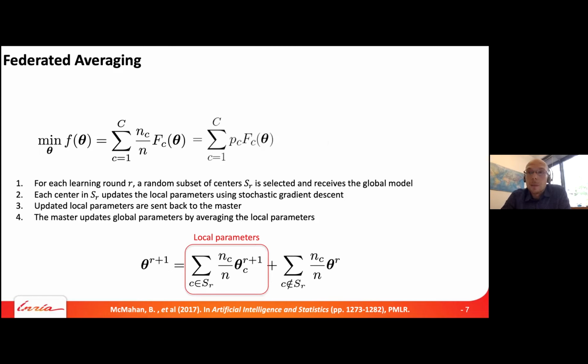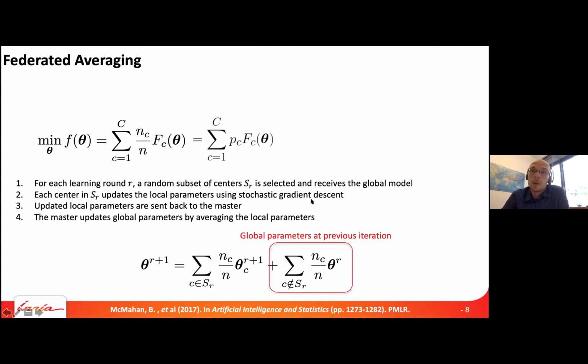We can even subsample a set of centers, so we can ask only a few participants to perform the update. Receiving updated parameters from certain participating centers, we can aggregate these parameters, and for the ones who do not participate, we simply replace their contribution with the previous estimate of the model, the global one.